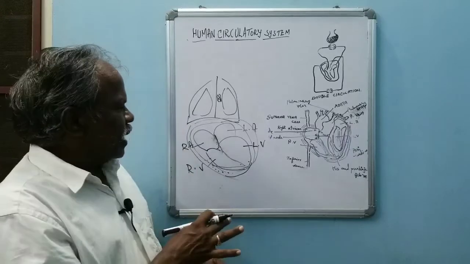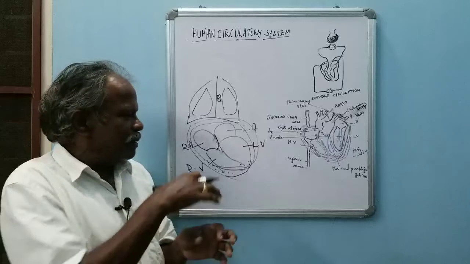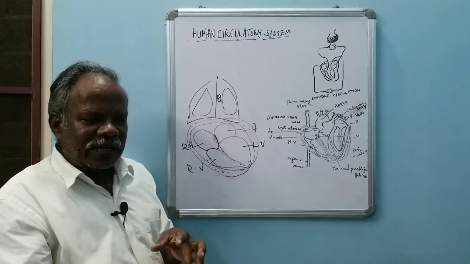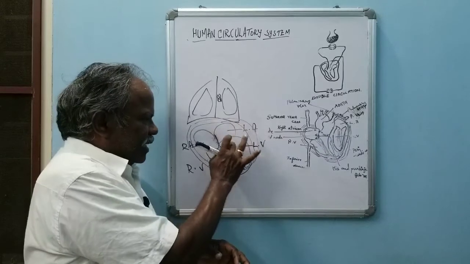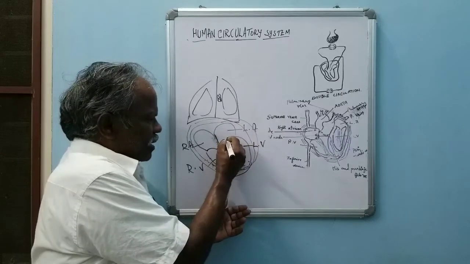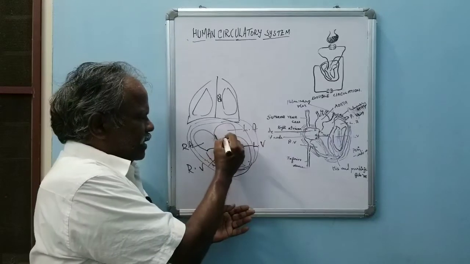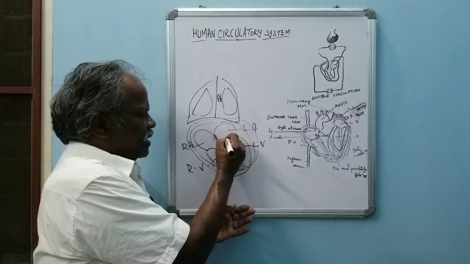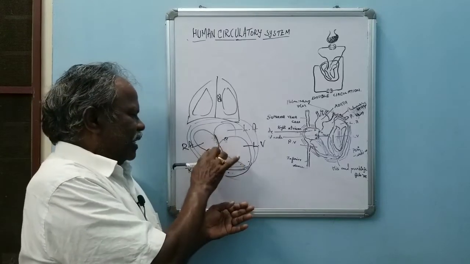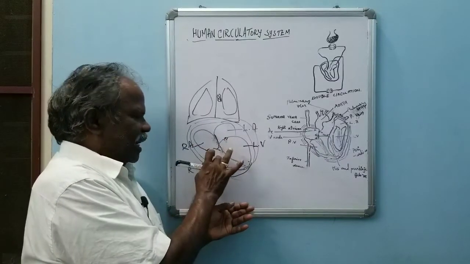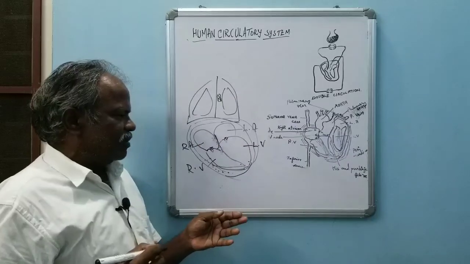Then we will see the apertures of the heart. Aperture means the hole between one auricle and ventricle. There is the left auricle and left ventricle. There is an aperture called the auriculoventricular aperture. This is guarded by a valve called the bicuspid valve. And similarly in between the right auricle and right ventricle, the aperture is guarded by the tricuspid valve.